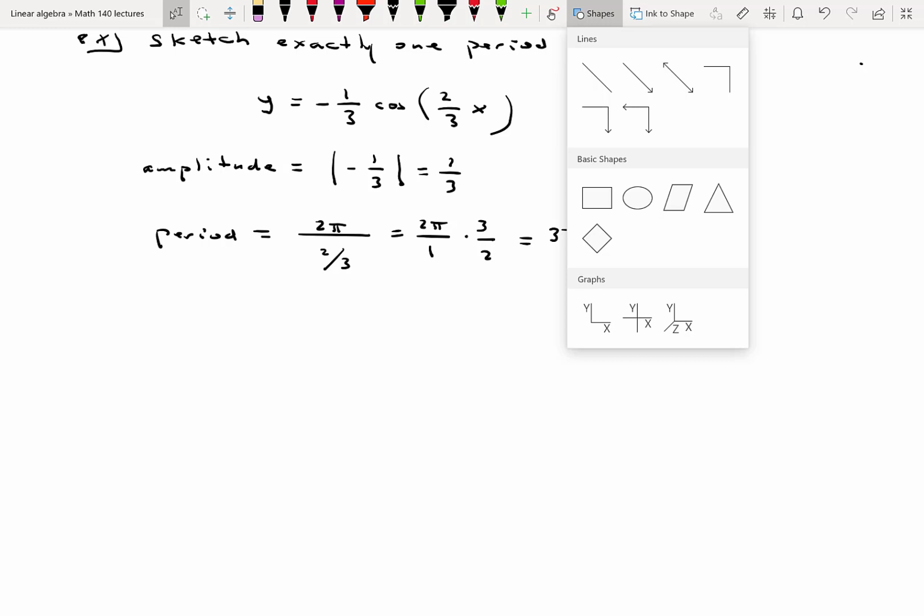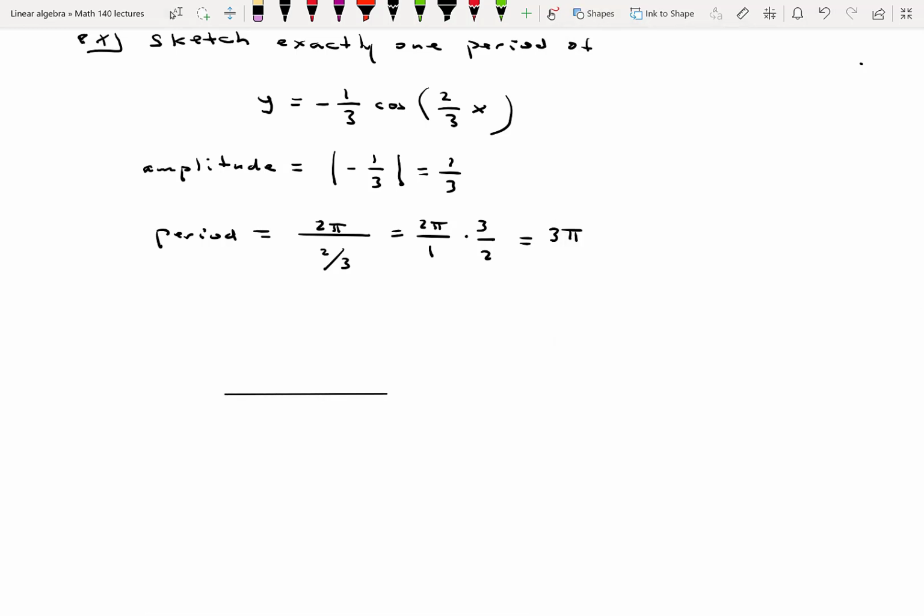So what I'd like you to do is first, of course, draw the axes. And here's the y-axis. Oops, I'd like to have a less crooked y-axis. So here's the y-axis. That's a little better. Okay. The amplitude is 1/3. So on your graph, pick a place along the y-axis that you want to call the amplitude. Let's call this 1/3. So we mark off 1/3 and -1/3.